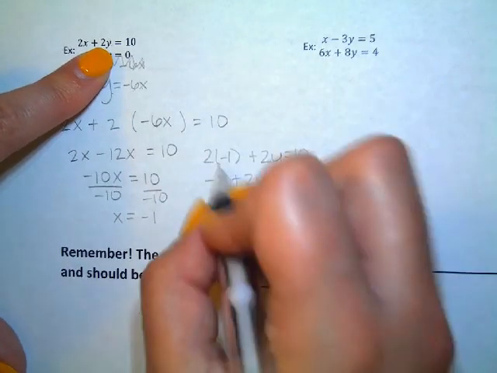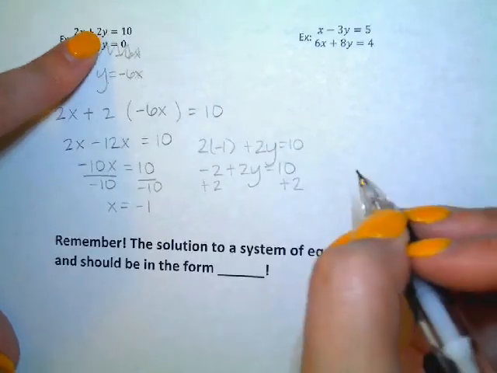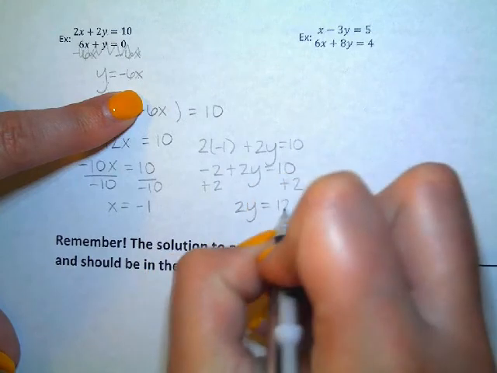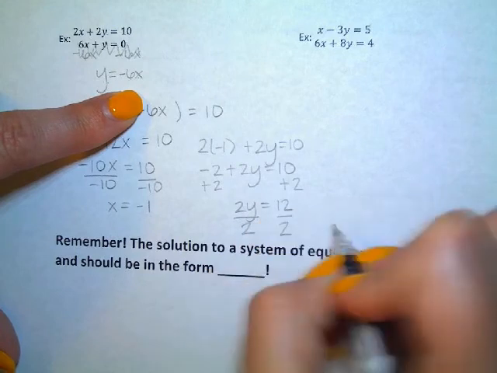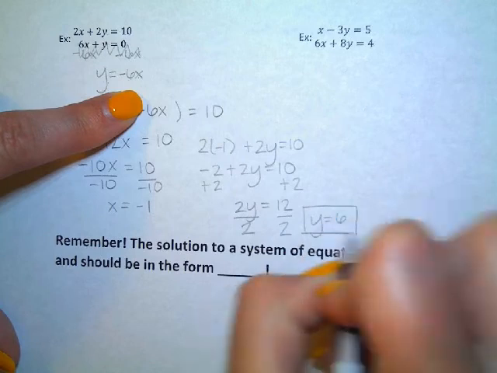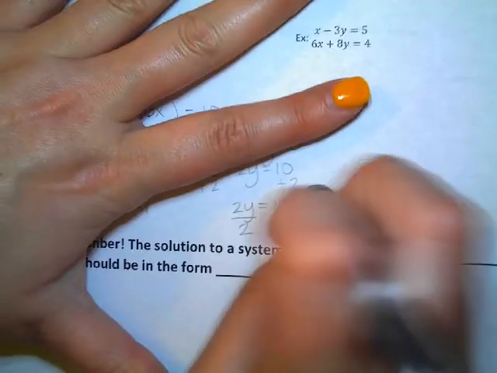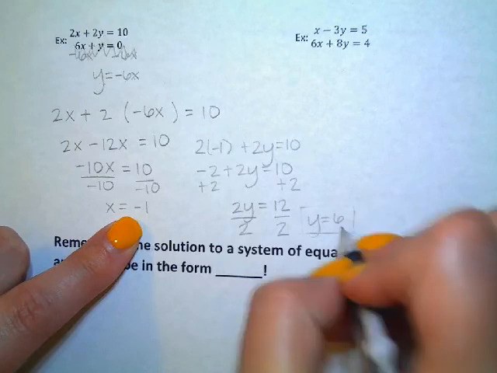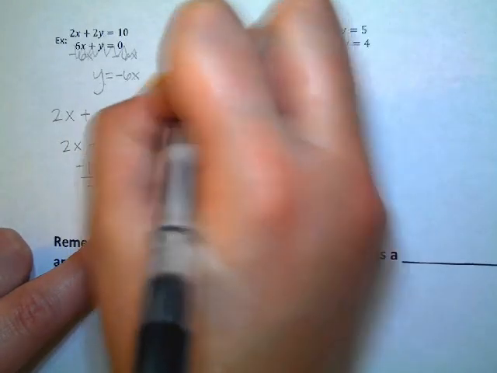And then that's -2, so I'm going to go ahead and add 2 to get the y's alone on the left side, and that gives me 2y equals 12. And then I can go ahead and divide by 2, and I get y equals 6. All right, and actually I should not box that because that's not my final answer. So I have an x coordinate of -1, a y coordinate of 6, and so my final answer is -1, 6.